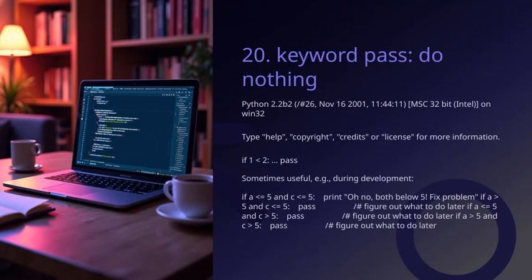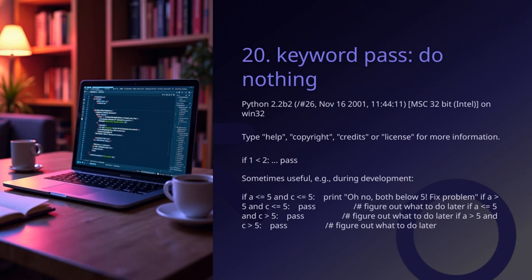All right, let's talk about the keyword pass in Python. The pass statement is essentially a placeholder that tells Python to do nothing when it encounters it. You might wonder, why would we need something that does nothing? Well, it's actually quite useful during development or when designing your code. For example, imagine you have an if statement where you haven't yet decided what should happen in certain cases.